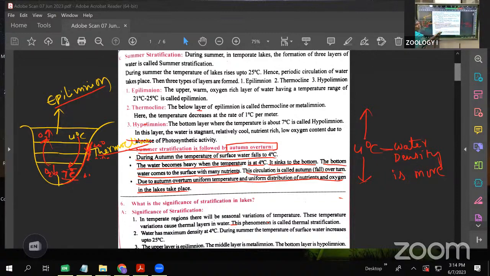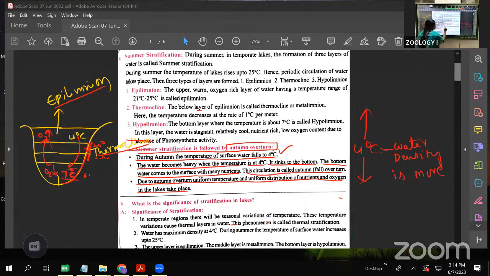Next, the summer stratification is followed by the autumn overturn. What is the autumn overturn? During the autumn season, the temperature of the surface water falls to 4 degrees centigrade. At that time the water is heavy. That's why the overturn occurs. The water becomes heavy, and the 4 degrees centigrade water sinks to the bottom. Bottom water comes up. That circulation is called the overturn. Clear? Autumn overturn.